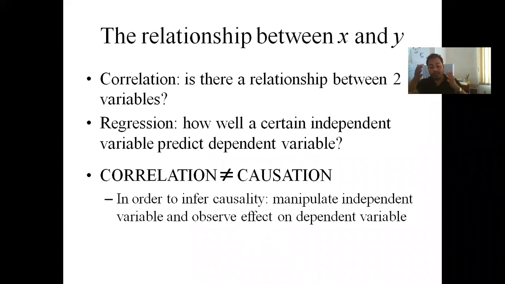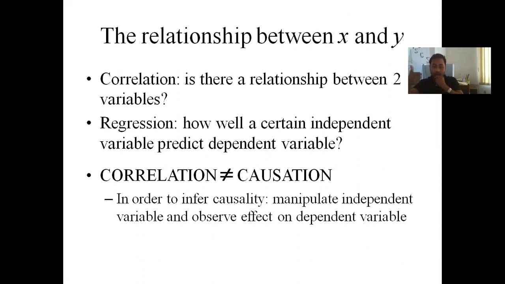Now, basically, correlation and regression will answer these questions. What's the relationship between this X and Y? Correlation means: is there a relation between X and Y? And regression means how well a certain independent variable predicts the dependent variable.